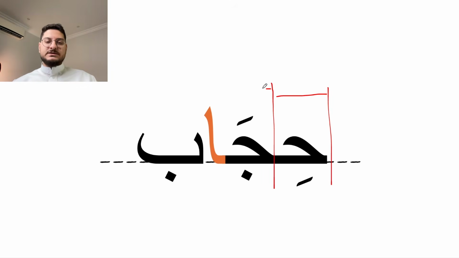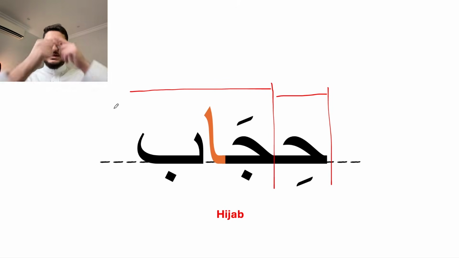What do we have after that? We have the wave with one dot below, that's the ja. It's twice as long, so it's jab. So hijab, which is the headscarf, hijab.